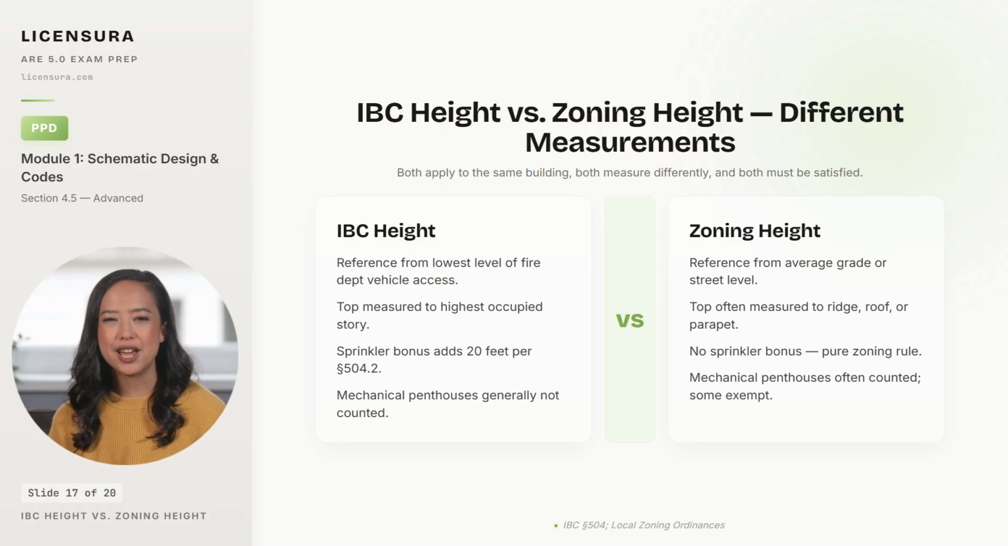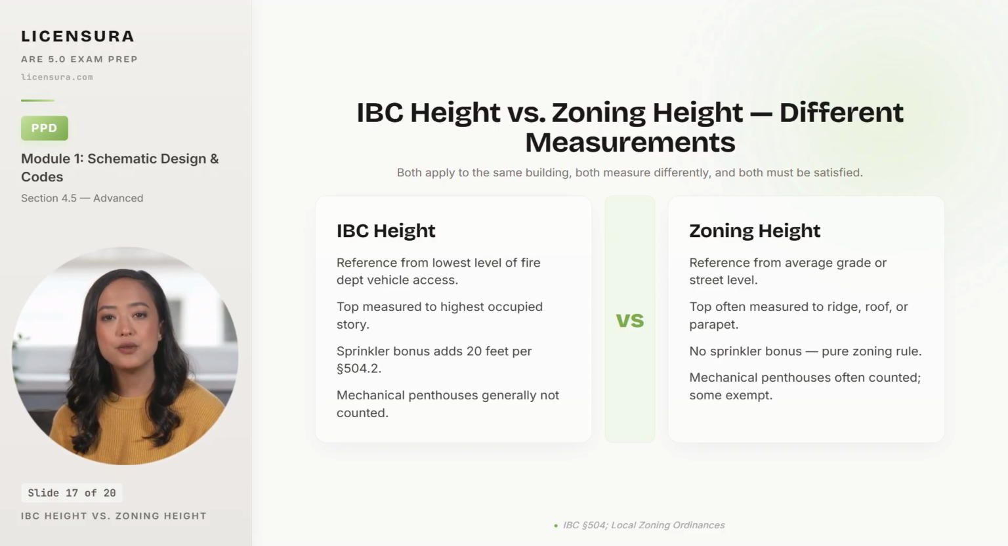The zoning code, by contrast, measures from average grade, or sometimes from the center line of the adjacent street, up to the ridge of a sloped roof or the top of a parapet on a flat roof. Mechanical penthouses often count toward the top measurement. Some jurisdictions exempt them within a limited size. Sprinklers offer no zoning bonus.